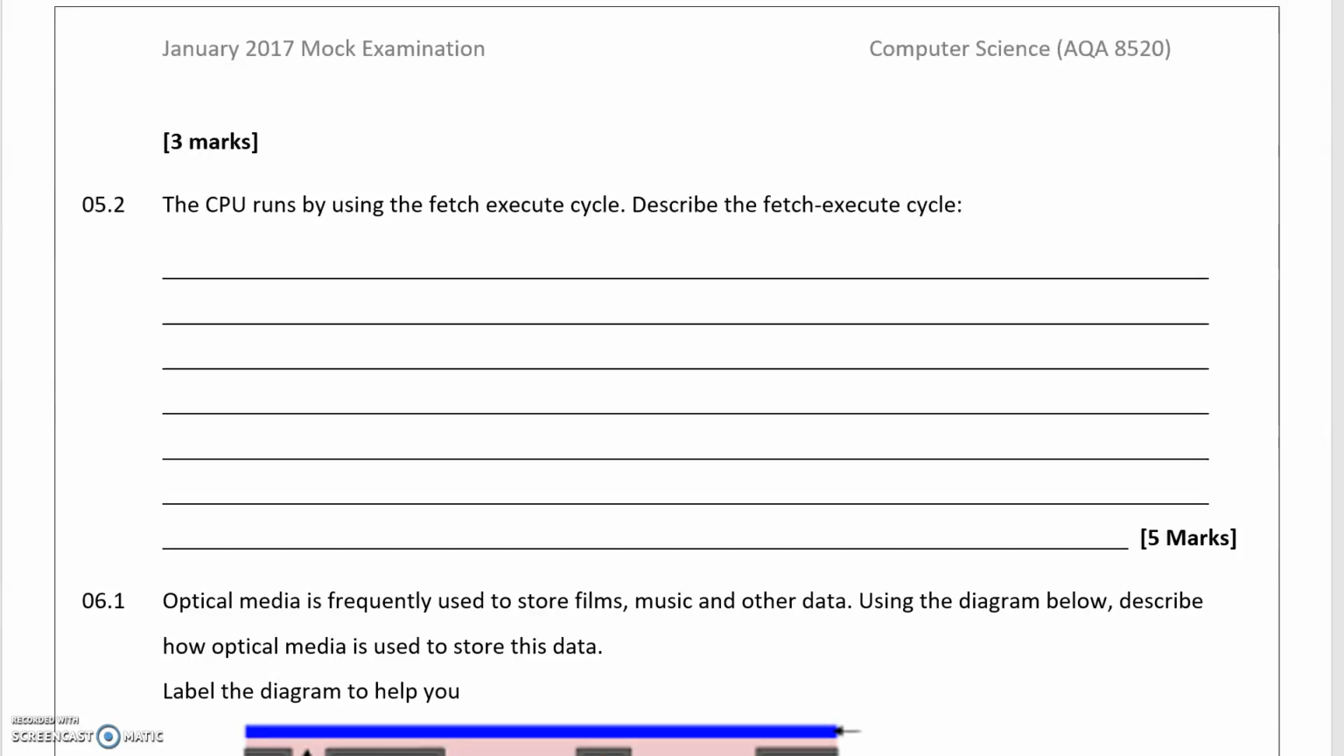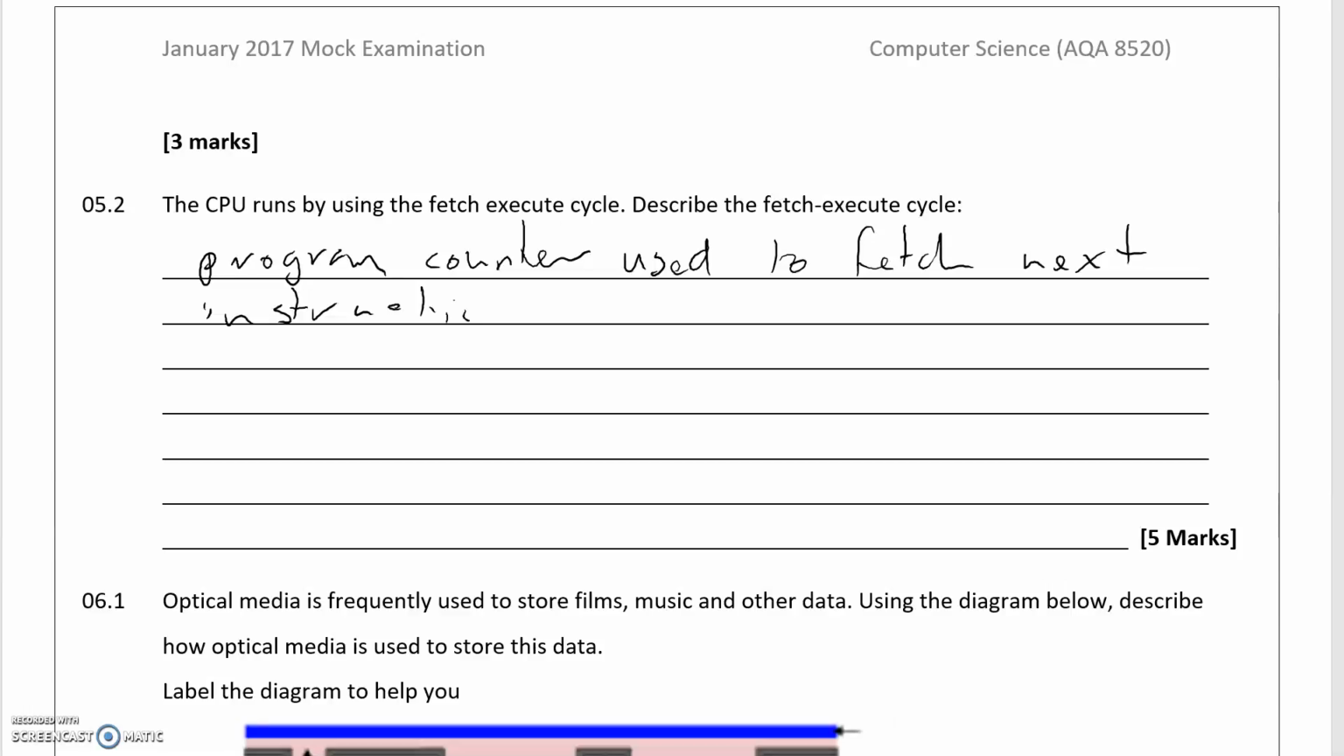Question 5.2. The CPU runs by using the fetch execute cycle. Describe it. So I was looking for, ideally, the program counter holds the address of the next instruction to be fetched. So the program counter is used to fetch the next instruction. You could have talked about buses here. At this point, I would have given you a point for that, relating back to the previous question. You can then say that the instruction is decoded, and it's decoded into an opcode. Remember the earlier question, and operator.